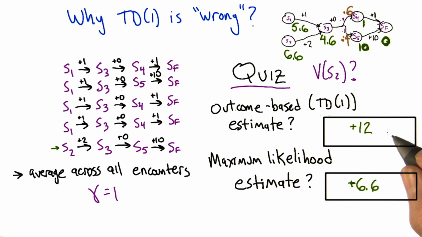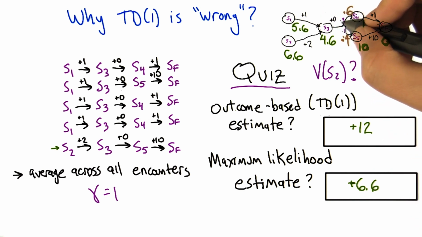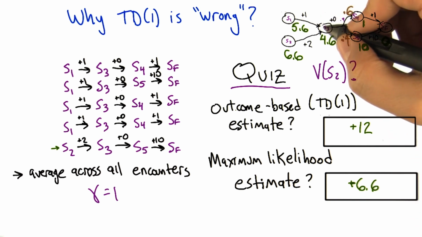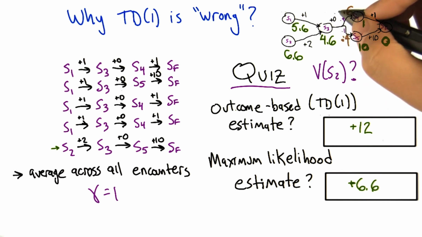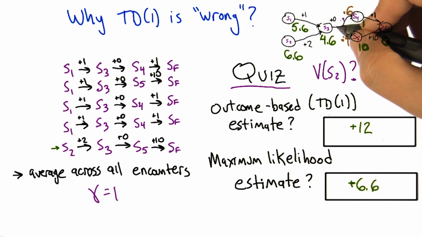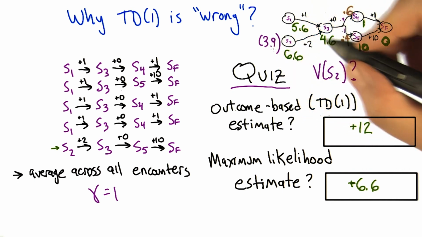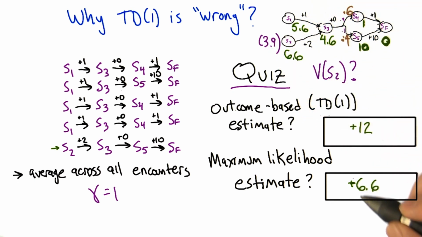So let's see. If I recall, when we went over this MDP before, using the actual transition probabilities, 0.9 and 0.1, we figured out that the value of S3 was 1.9. Yeah, and we can check that. That would be 0.9 times 1 plus 0.1 times 10. So yeah, that'd be 1.9, which means the value of S2 would be 3.9. So the actual value is 3.9. The maximum likelihood estimate is 6.6, which is more, but the outcome-based estimate is 12, which is a lot more. So everybody's wrong except for 3.9, but the maximum likelihood estimate is less wrong.